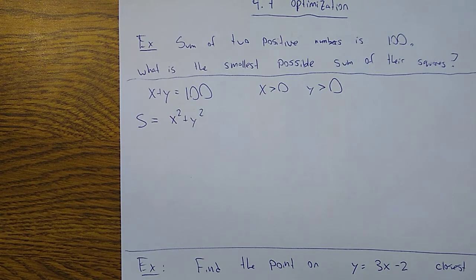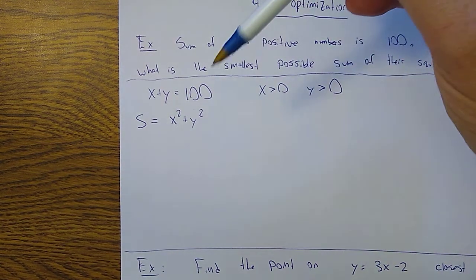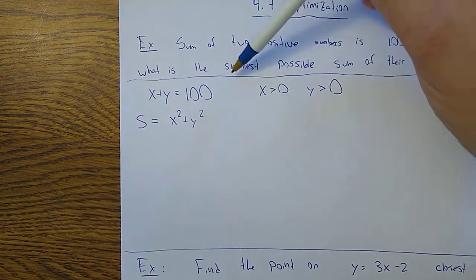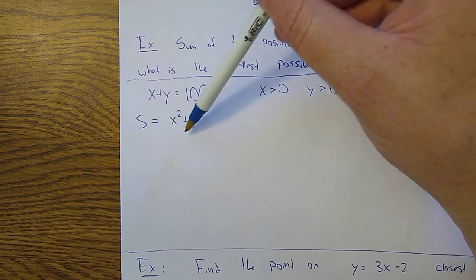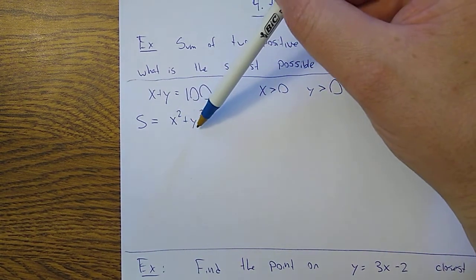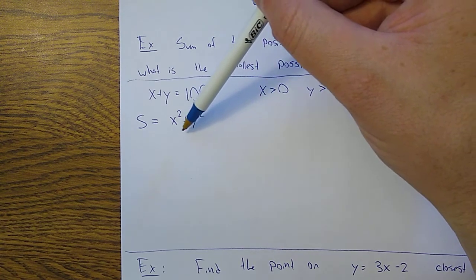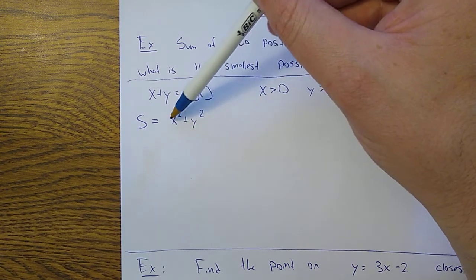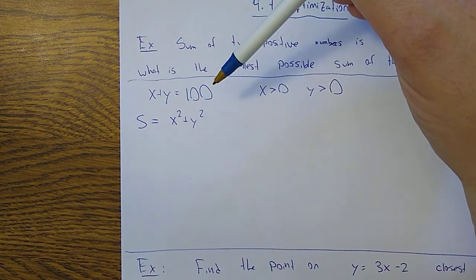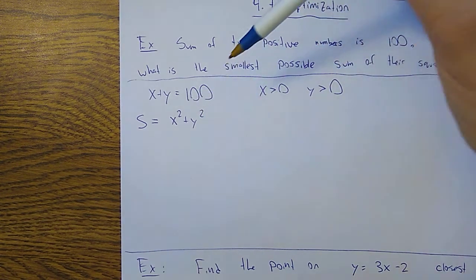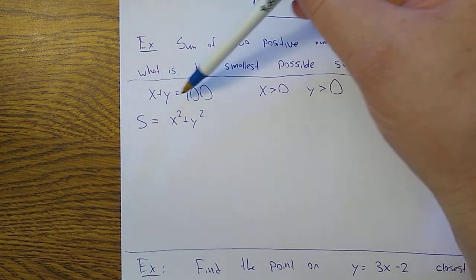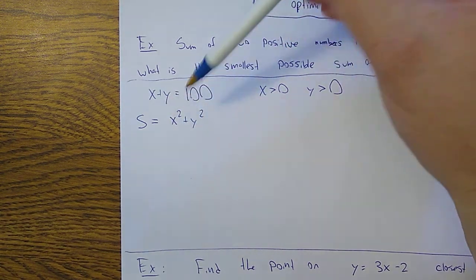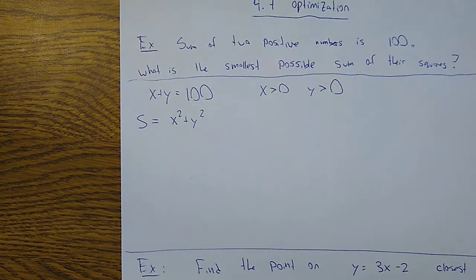So the main problem on these is to find the thing that you're trying to maximize or minimize. In this case, I'm trying to minimize this because it's the smallest possible sum. But you want to take whatever you're trying to maximize or minimize and write it in terms of one variable. Right now it's in terms of two variables, x and y, but you should be given enough information in the problem to get that down to one variable. In particular, I have this equation, and I can solve for y and then put that in for y, and then this will be entirely in terms of x. So that's what I'm going to do.